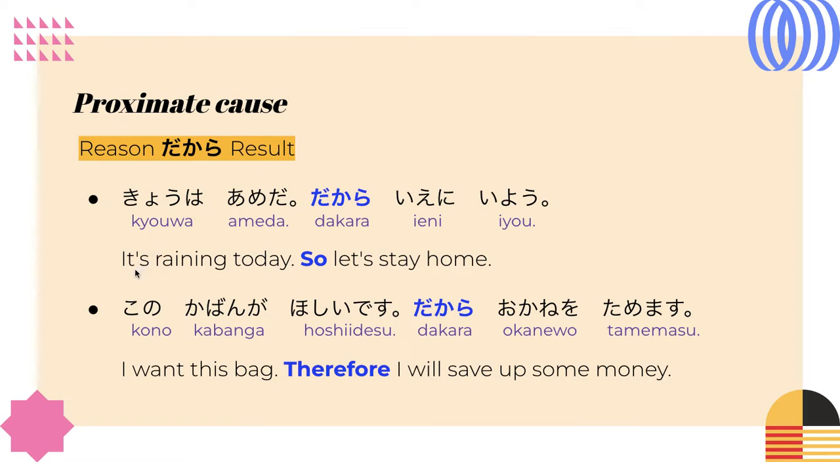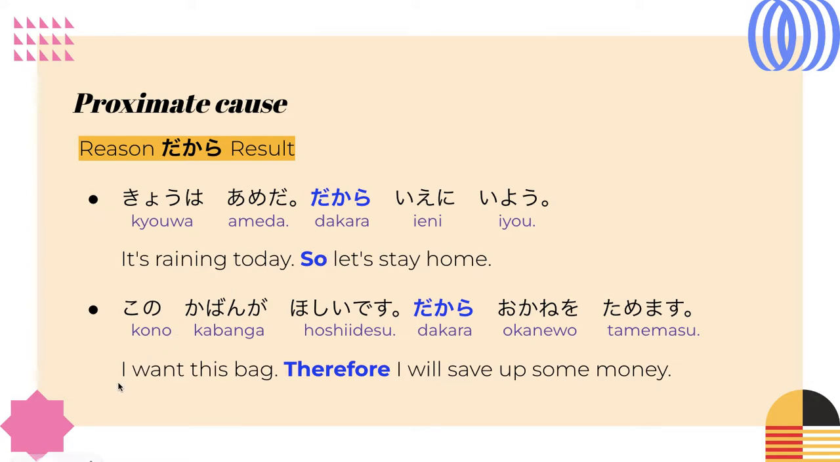If in English it says, it's raining today, so let's stay home, the Japanese sentence would be 今日は雨だ。だから家にいよう。So だから functions exactly the same as so.